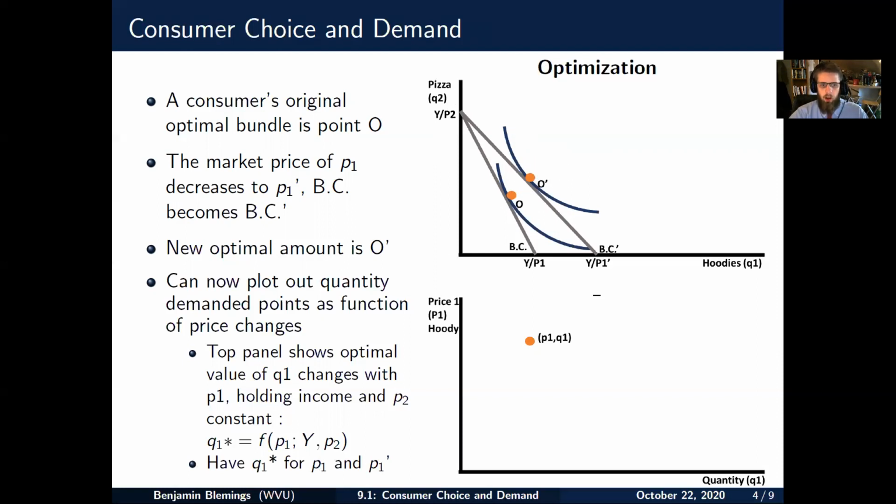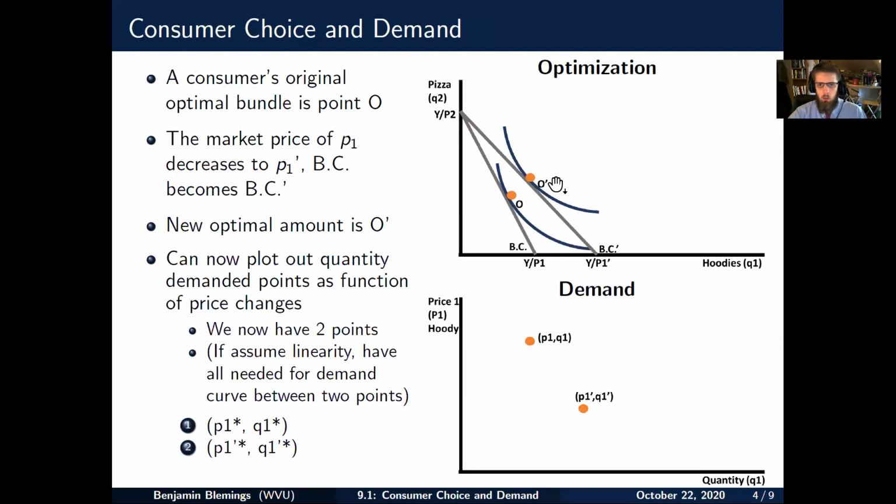which are two different points, right? Q1* is going to be different under P1 and under P1 prime, because this Q1 is greater under P1 prime than Q1 under P1 not prime. And so here's P1, Q1 in price-quantity space for a hoodie, and that corresponds to this point right here. And then now we have P1 prime, Q1 prime, which is here, it corresponds to O prime. And now we have 2 points in the demand curve space.